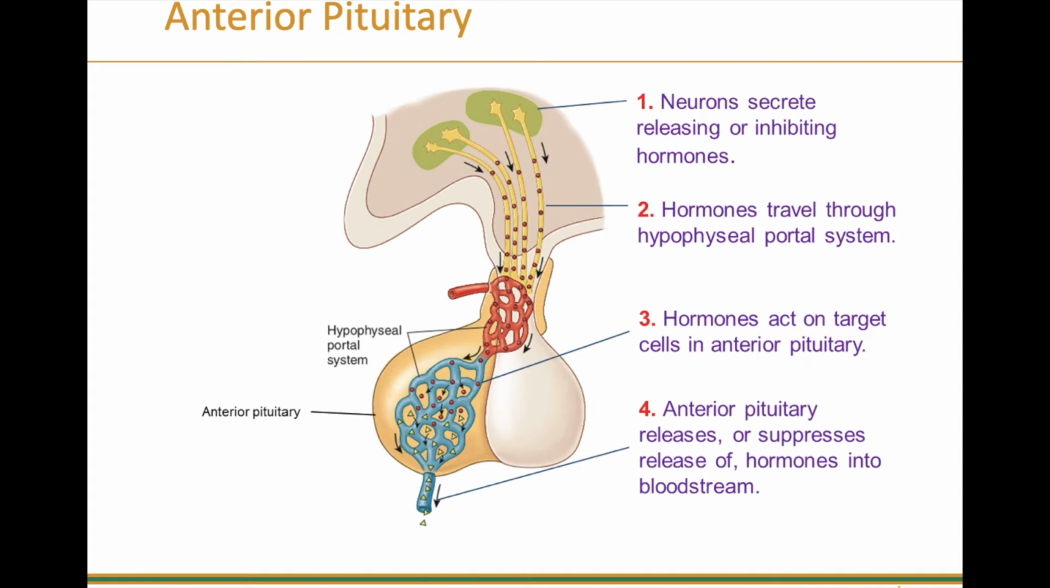So for example, the hypothalamus can release growth hormone releasing hormone or growth hormone inhibiting hormone. So say it releases growth hormone releasing hormone, that's going to go to the pituitary gland and cause it to release more growth hormone. If the hypothalamus instead releases growth hormone inhibiting hormone, say you don't have enough nutrients to grow right now, it will travel to the pituitary gland, and then it will stop releasing growth hormone.